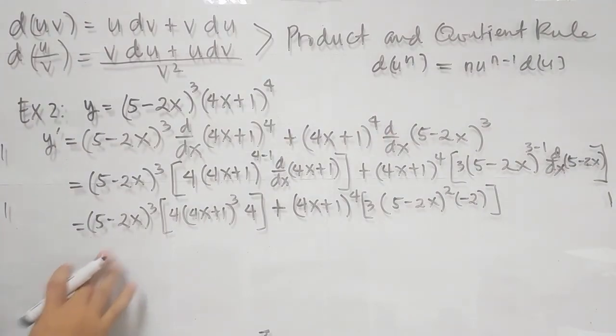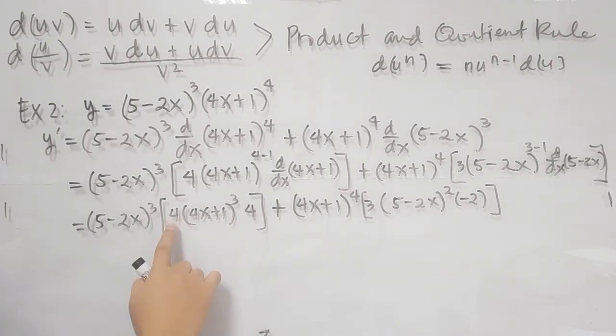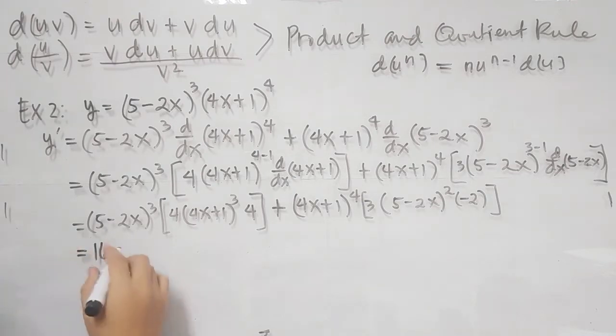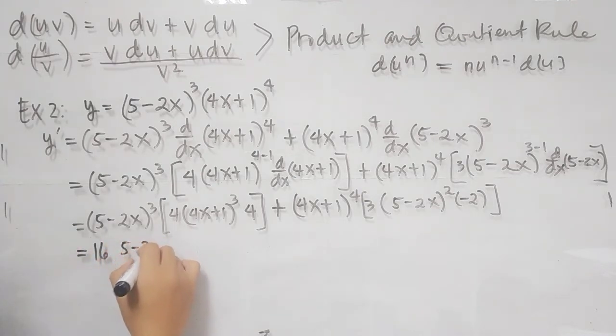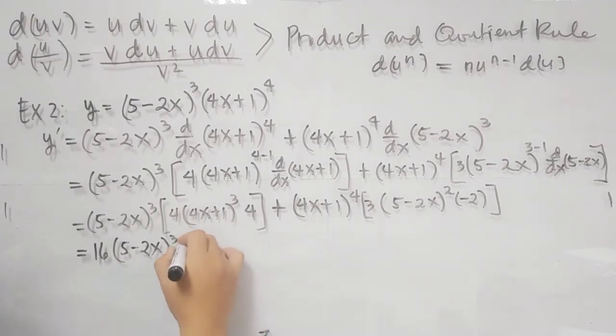And then this time, 4 times 4, that is 16. So we will write here 4 times 4. I will write first this one. 4 times 4, that is 16. Okay. And then we have 5 minus 2x raised to 3. And then this one is 4x plus 1 raised to 3.